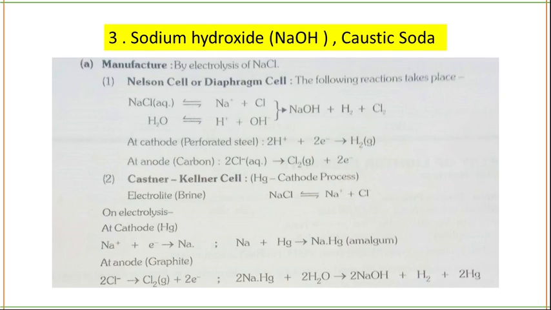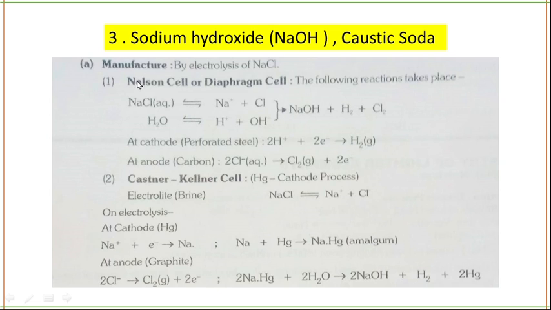Next compound is sodium hydroxide. Sodium hydroxide is also known as caustic soda and is also known as lye. This is an inorganic compound with the formula NaOH. This is a white solid ionic compound consisting of sodium ion, Na plus, and OH minus ions. This NaOH can be manufactured by the electrolysis of NaCl.